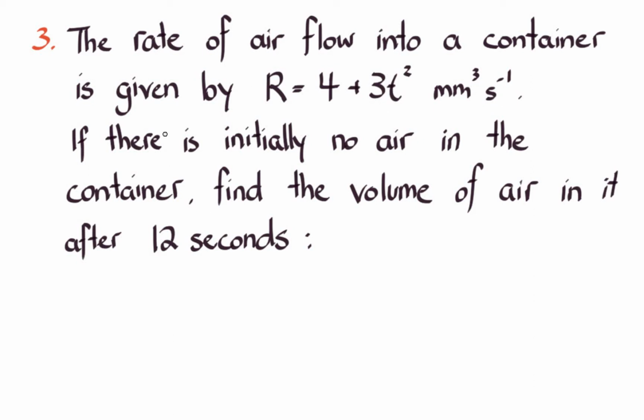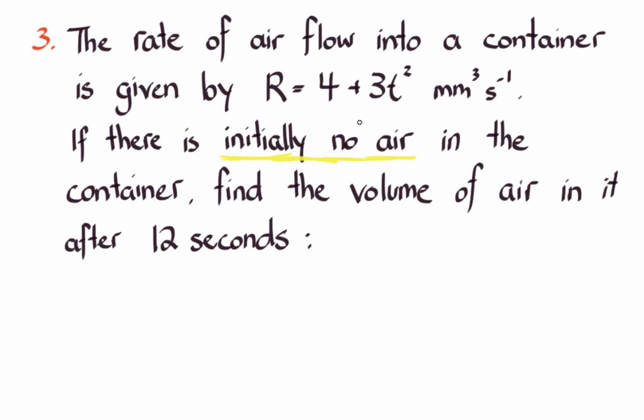Now here's the conditions. If there is initially no air, now remember initially means when time equals 0. So at the start there's no air. So we're going to use that to help us figure out what the value of C actually is in this specific case. So there's initially no air in the container. We need to find the volume of air in it after 12 seconds.